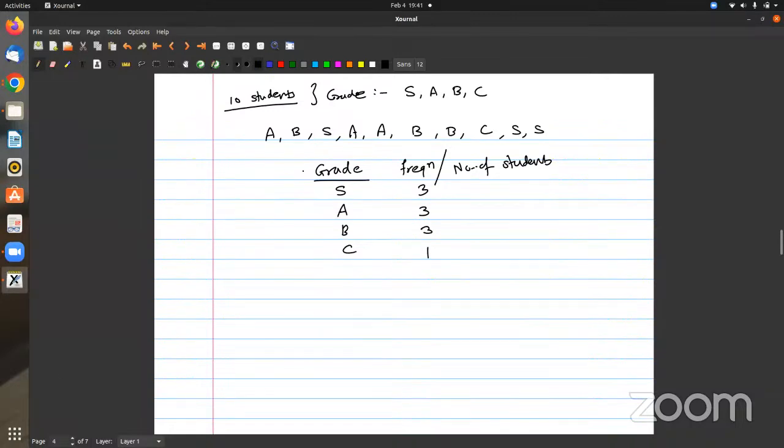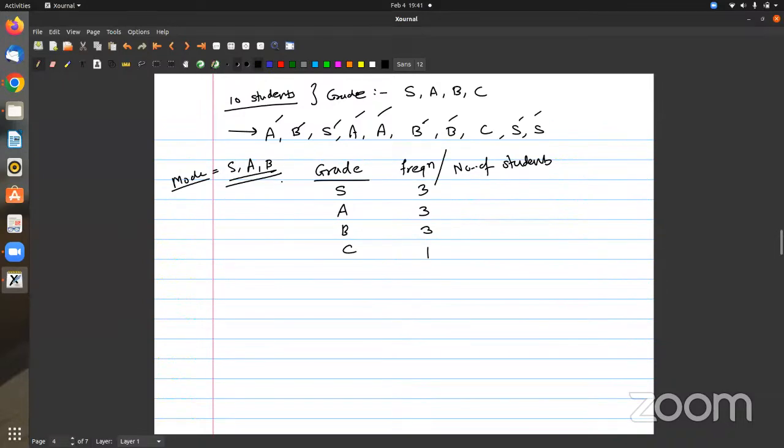In this data set, what is mode? Multimodal. All these 3 are modes, right? Mode is the frequently occurring value. In this data, you can say A is occurring 3 times, B is occurring 3 times, and S is occurring 3 times. So my mode in this case is S, A, B.